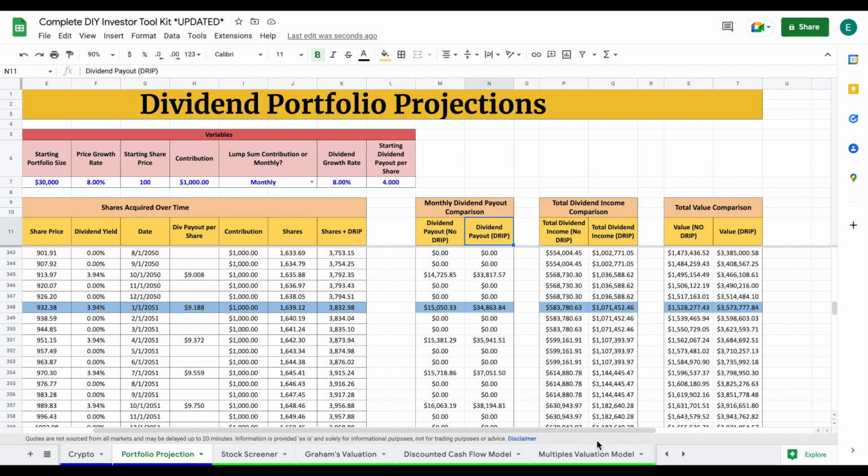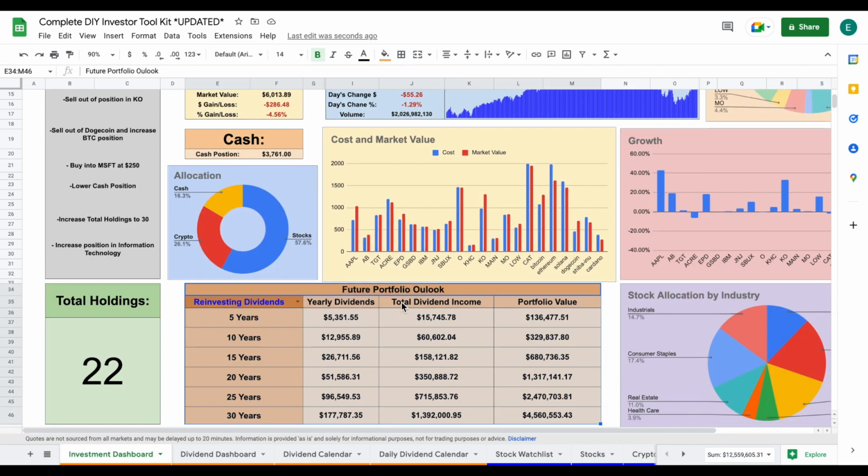And now that I've updated this, if we jump back over to our investment dashboard, we can see that our future portfolio outlook is reflected right here. So this is just a really cool way to see at a glance what your total portfolio will look like in the future.